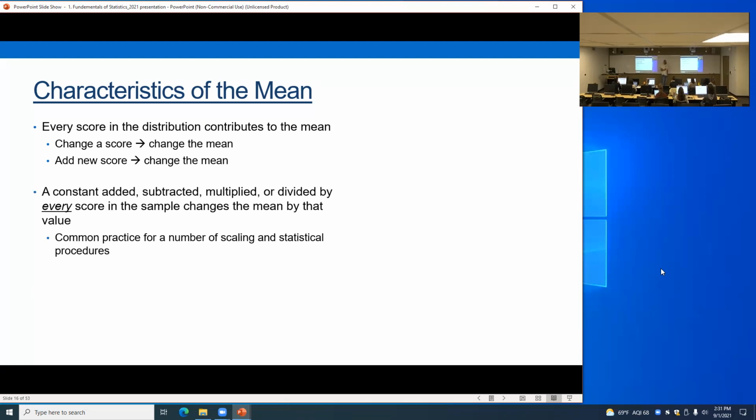If, however, I add a constant, subtract a constant, multiply or divide every single score by a constant, it's going to change the mean by that value, okay? And this is something that comes up all the time. We're constantly doing this in scaling issues, right?